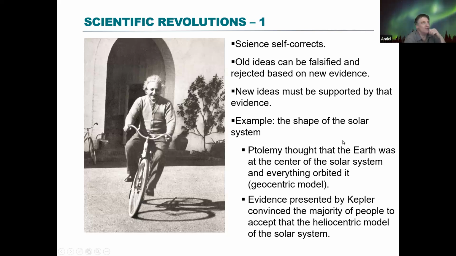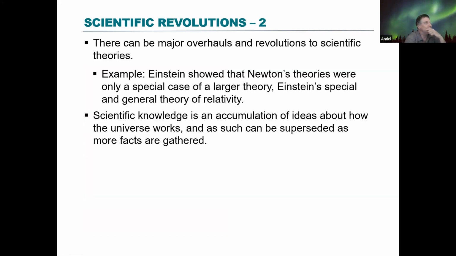So here at the end, it gives the example of the Ptolemaic, the Earth-centered model. And then that was replaced. This is part of the Copernican revolution, which I will get to. There can be major overhauls and revolutions to scientific theories. And I gave the example of Einstein revising Newton, who thought it was a force. Everything was a force. He called it action at a distance. Gravity is not a force at all, people. Not a force. It's just a ripple in the fabric of space-time.